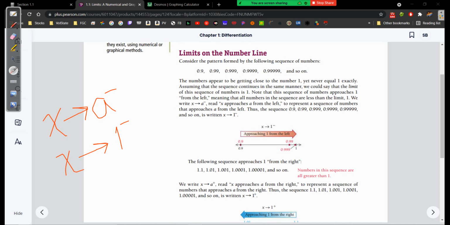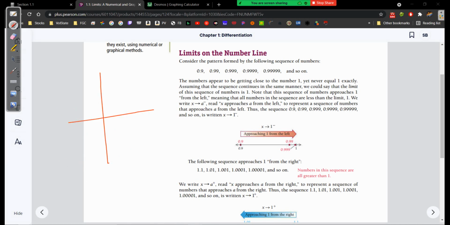From the left side, again, talking about if we're looking at the Cartesian coordinate plane. Okay, so if 1 was right here, as we are approaching from the left, we're getting closer and closer with 0.9, 0.99, 0.999. We're approaching 1 from the left.